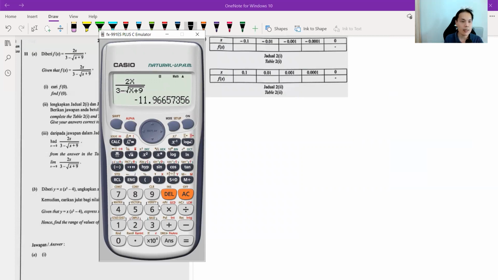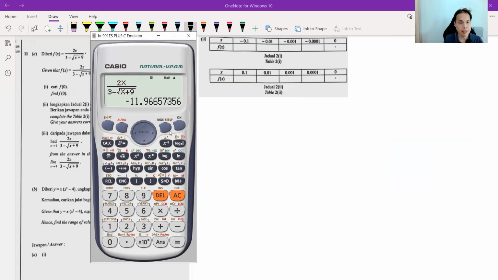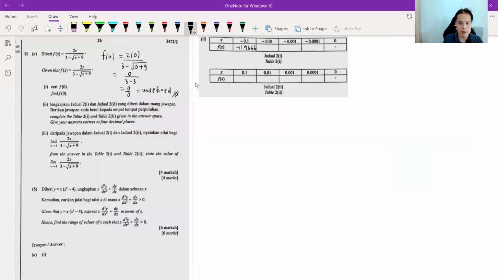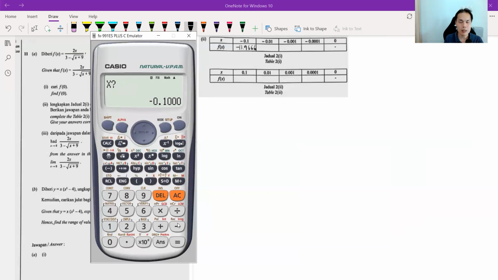And you're supposed to give your answer correct to, let's see, the question says 4 decimal places. To fix my decimal point, I press shift mode, go to number 6, fix 4 decimal points. Then I press equals. Okay, calculate. My first answer is negative 11.9666. Okay, the second one, I'm going to add in negative 0.01.